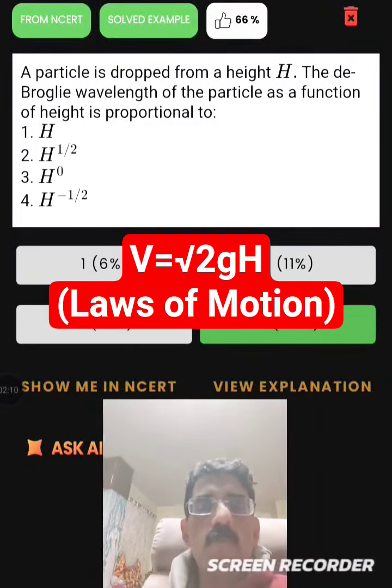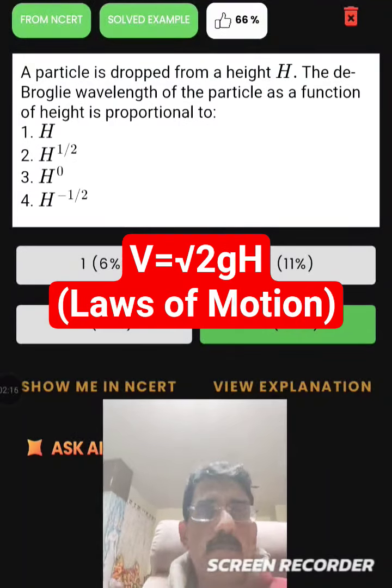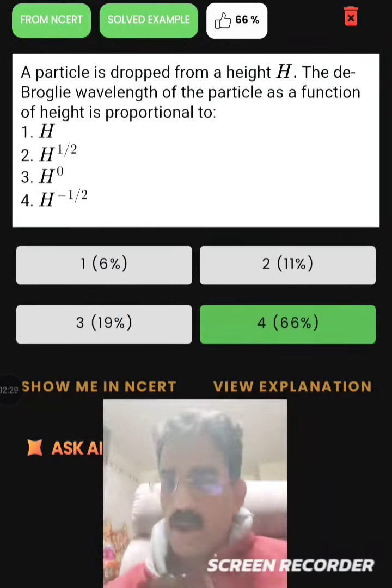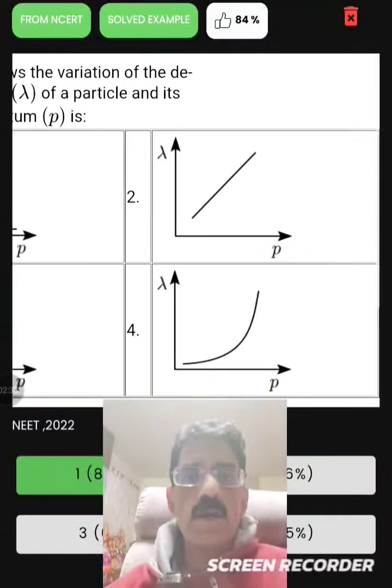which means that the de Broglie wavelength is nothing but h by mv, where m is the mass, v is equal to root 2gh. So therefore it is directly related to h to the power minus half. So therefore the de Broglie wavelength becomes related to h to the power minus half. Right. We go to the next interesting question.